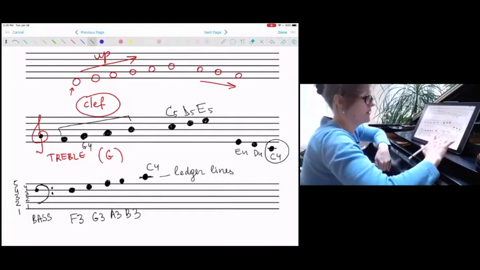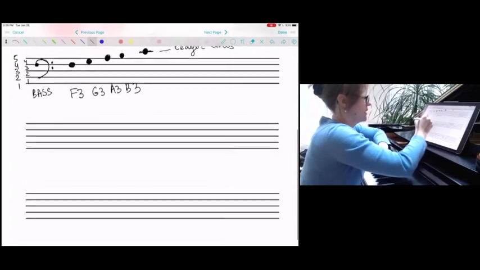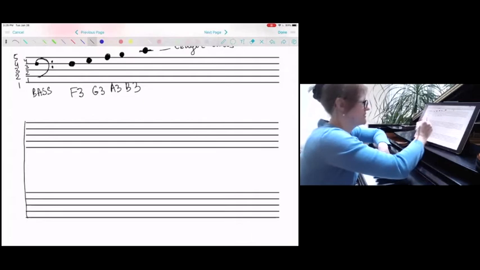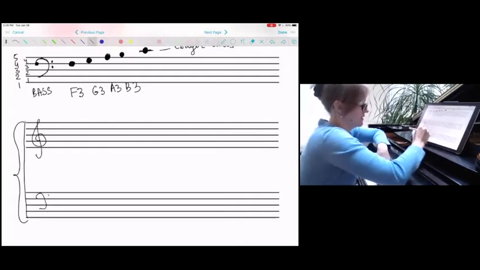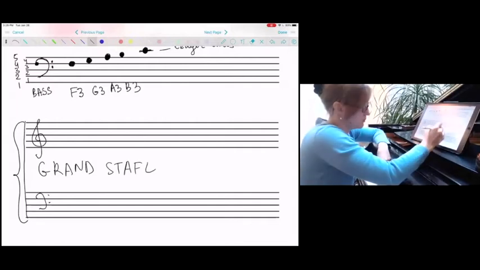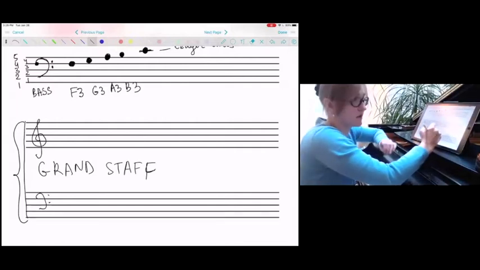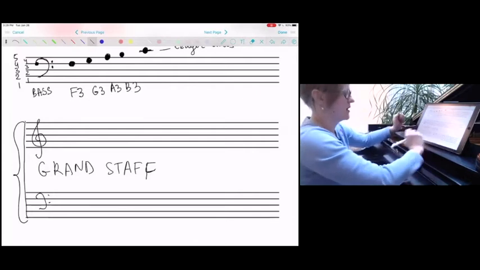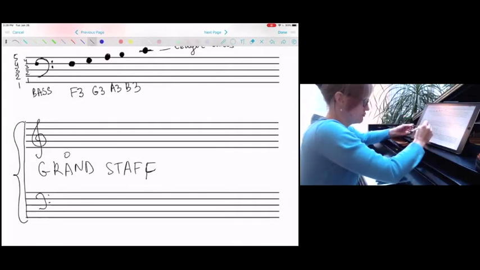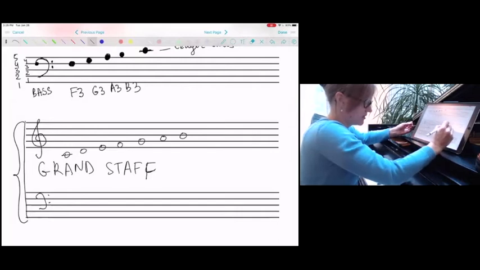So if we try to combine these 2 clefs, and this is what happens in piano music, we actually combine 2 clefs and 2 systems, and this is called grand staff. So piano music uses grand staff a lot. We will have notes that are really fitting nicely this treble clef.